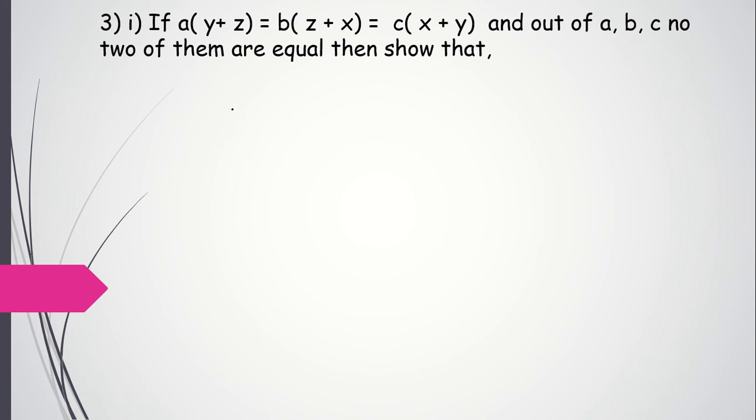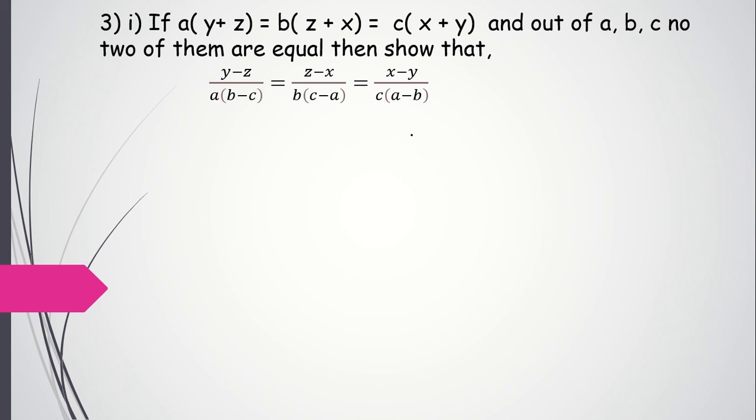Now this particular sum we will need to use the theorem on equal ratios actually. If a into y plus z is equal to b into z plus x is equal to c into x plus y, and out of a, b, c, no two of them are equal, then show that y upon z upon a into b minus c is equal to z upon x upon b into c minus a is equal to x upon y, x minus y upon c into a minus b. So this is what is given to us and we are asked to prove this.